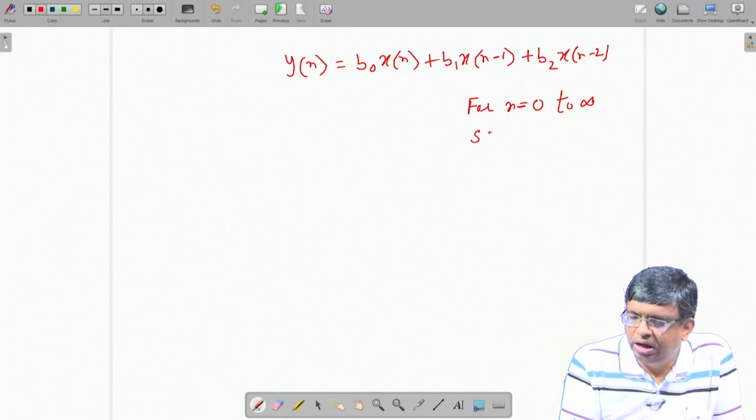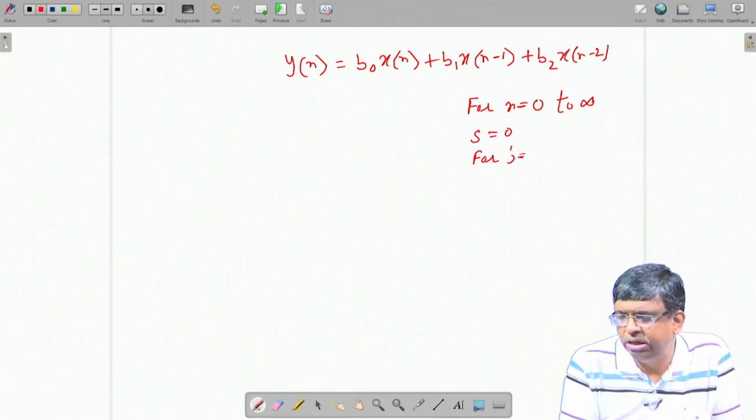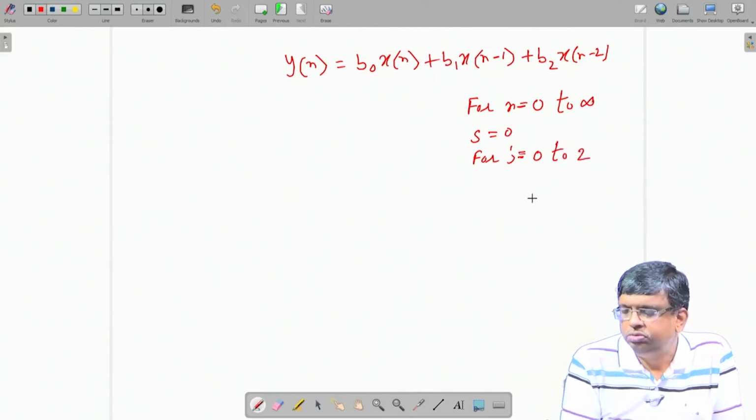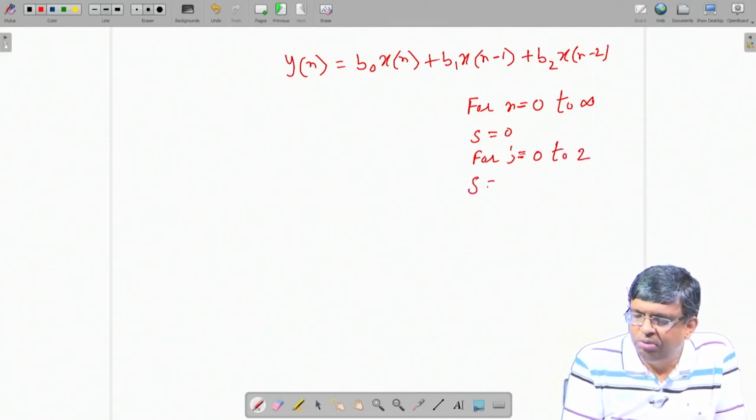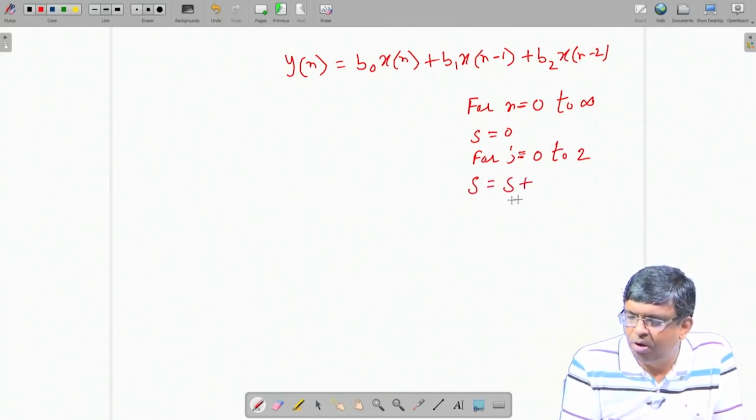For n equal to 0 to infinity, have a value s equal to 0, then have an inner loop. This is a computer program, I think this does not require any explanation. For j equal to 0 to 2, new s will be old s, this is the MAC operation, old s plus b j x n minus j, and then y n will be this s, end.